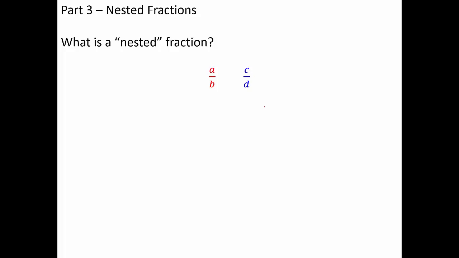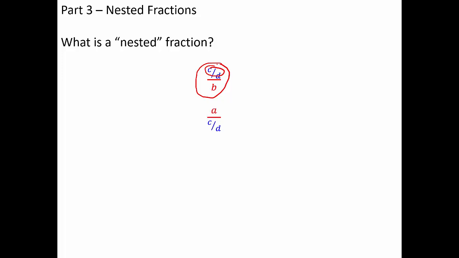So if I look at these two fractions, I have a over b and c over d. If I were to get rid of the a and place the c over d where the a used to be, what I now have is a nested fraction. I have a fraction inside of a fraction. So the c over d is inside the fraction a over b, where a was replaced with c over d.